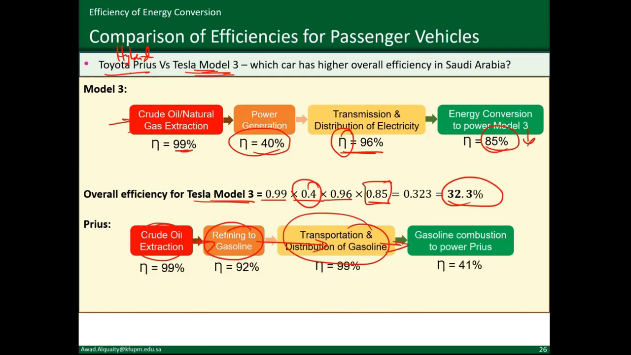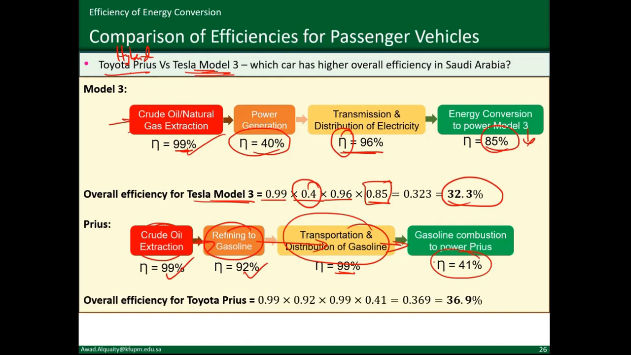When we look at the efficiencies, of course, for crude oil we take the same. We're still in Saudi Arabia, 99%. Refining efficiency is rather high, 92%. There are very small losses in transportation and distribution, so we're taking 99%. And the conversion process from gasoline to mechanical work for a hybrid car is about 41%. So when we multiply all the efficiencies, the overall efficiency comes out to be 36.9%. Okay, which, to be fair, is higher than what we had for the Tesla.